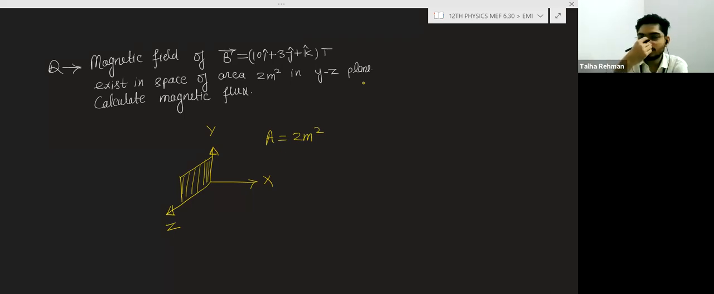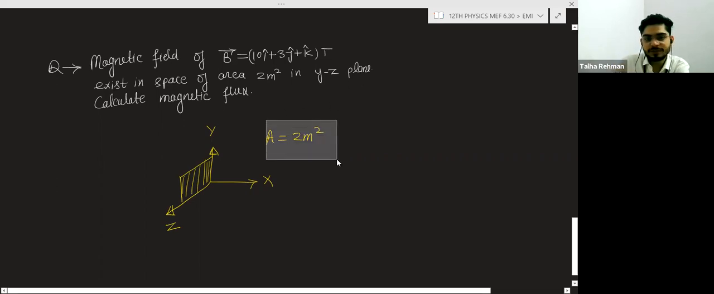So first we will calculate the area vector. We have the area, we will calculate the area vector. This area is lying in the YZ plane, so what will be the direction which is perpendicular to this YZ plane?